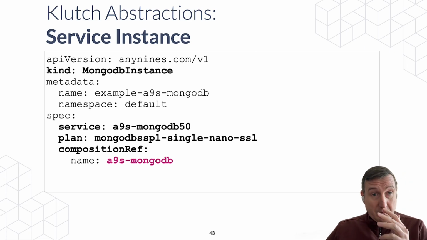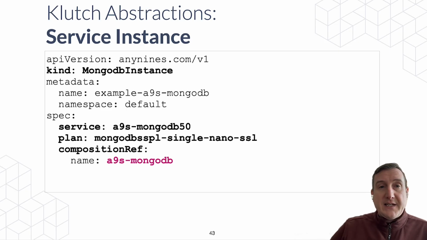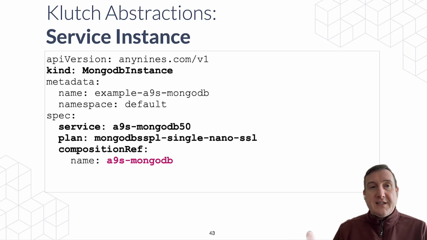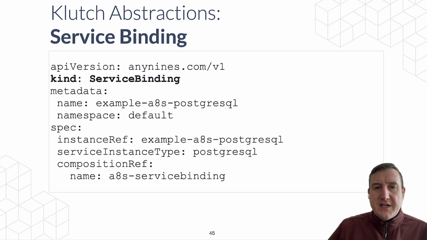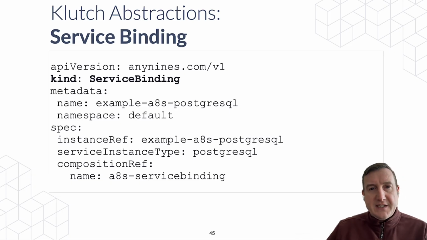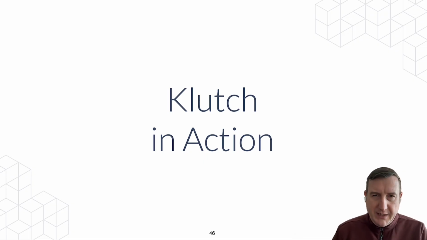This example shows how a MongoDB instance is created, here using the anynines MongoDB as a backend. As you can see, pretty similar to what you do in Cloud Foundry. The same is for service bindings. You have service bindings, in this case, AWS Postgres. And in this case, Klutch creates a local secret in the application cluster so that you can reference the secret that is created along with the service binding from your application and just read the credentials, similar to what the VCAP_SERVICES environment variable would do in Cloud Foundry.